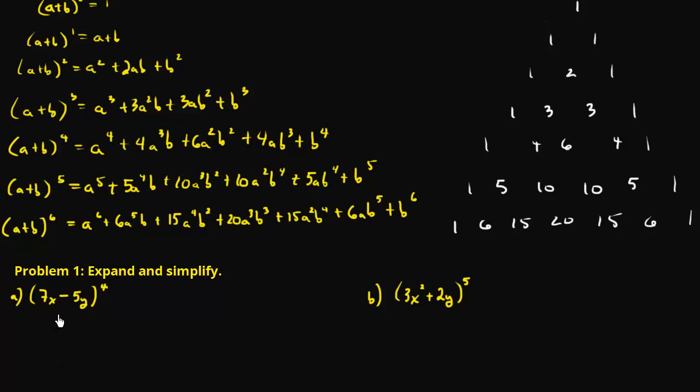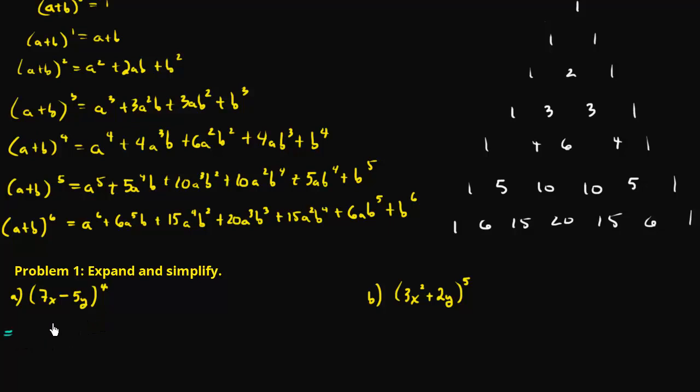So let's think about this. How can I make useful use of the fact that these are the coefficients? Well, I have to remember that the powers of a count down and the powers of b count up from 0. And I also have to be able to draw out Pascal's triangle, so I have to know what it looks like.